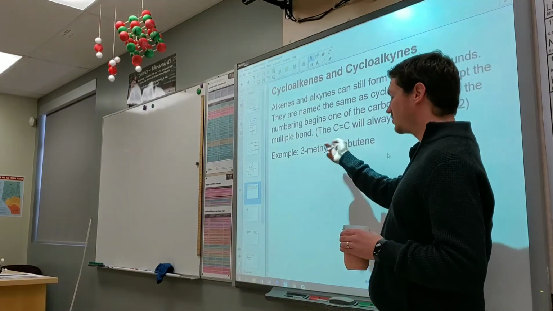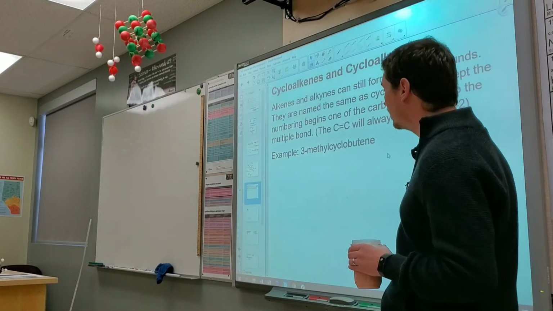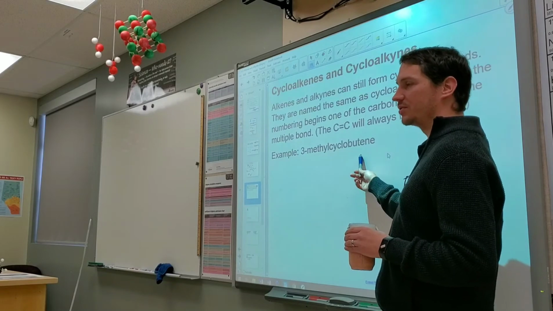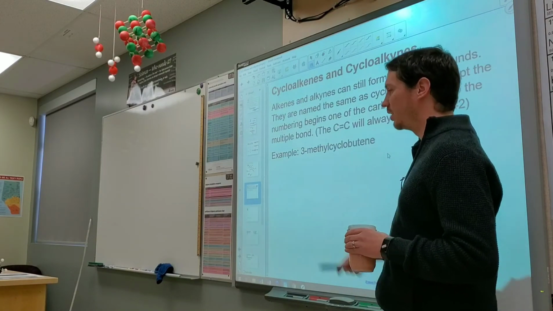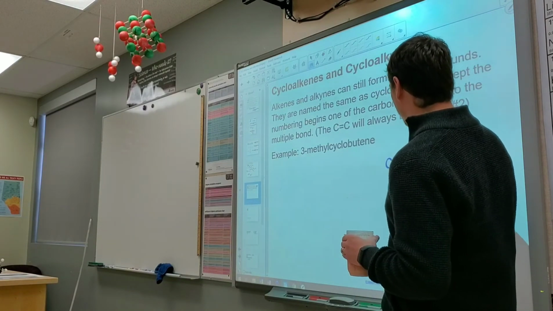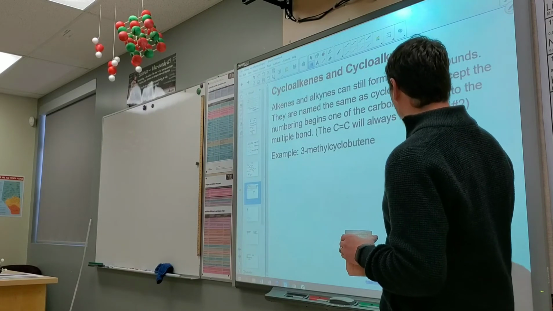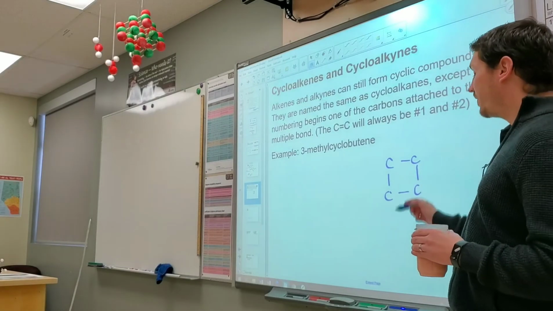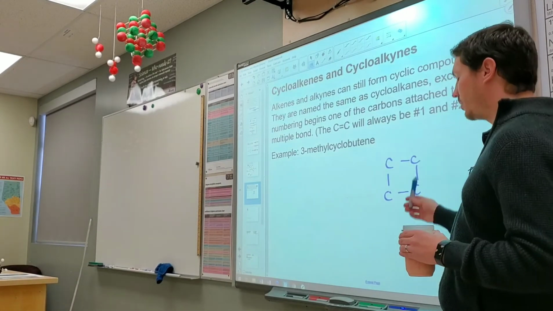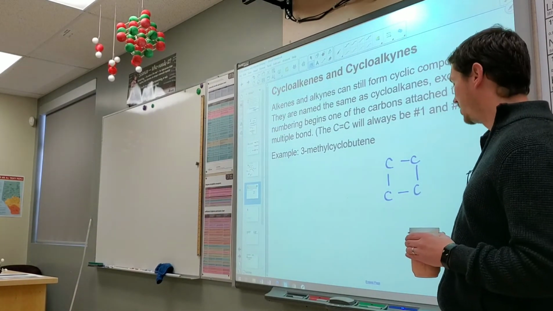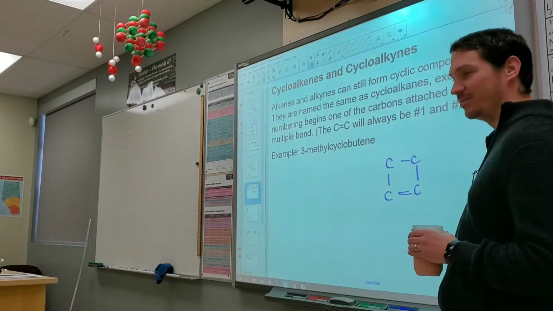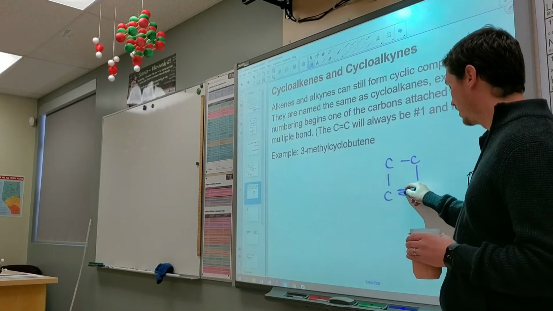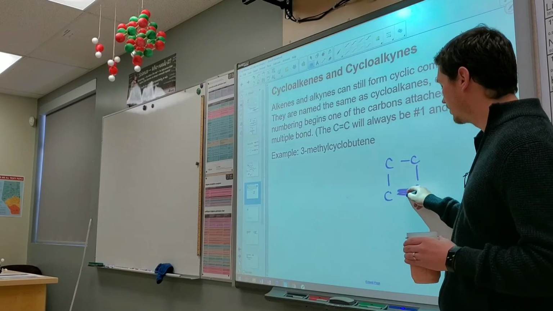So let's draw 3-methylcyclobutene. So how many carbons are in this cyclic ring here? 4. 1, 2, 3, 4. And where do you want the double bond to go? Top, bottom, left, right? Bottom right. Bottom, sure, bottom. So it doesn't matter where you put it? Doesn't matter where you put it.